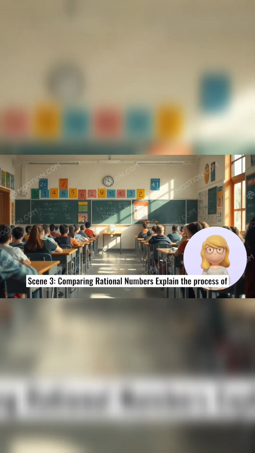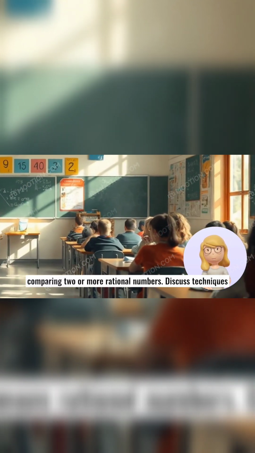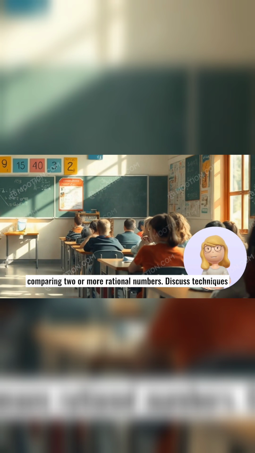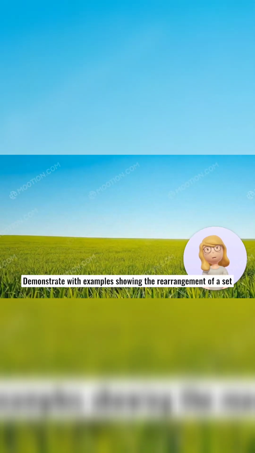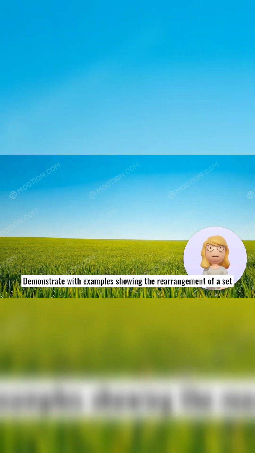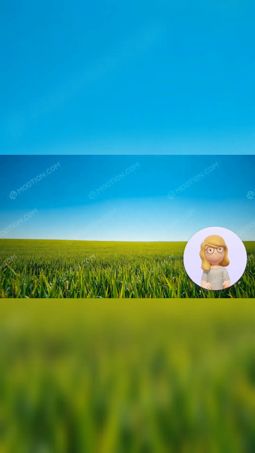Scene 3. Comparing rational numbers. Explain the process of comparing two or more rational numbers. Discuss techniques such as converting fractions to have the same denominators, cross-multiplication, or converting them to decimal form for comparisons. Demonstrate with examples showing the rearrangement of a set of rational numbers in ascending or descending order.